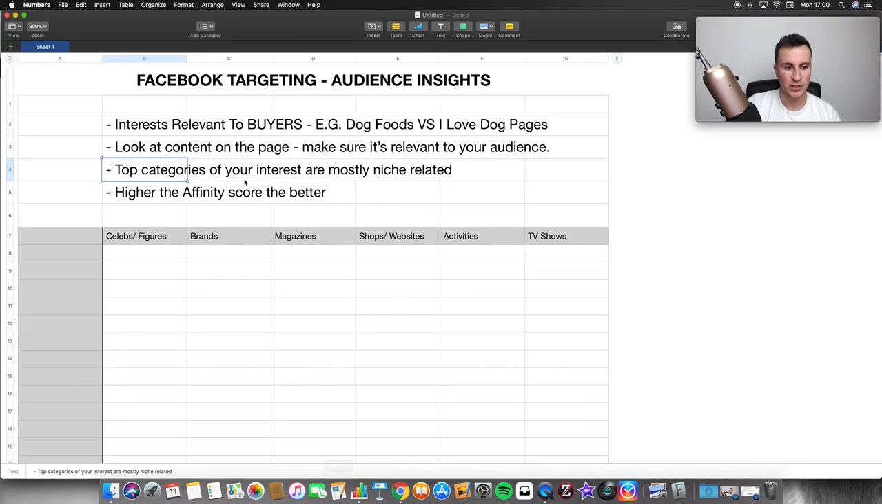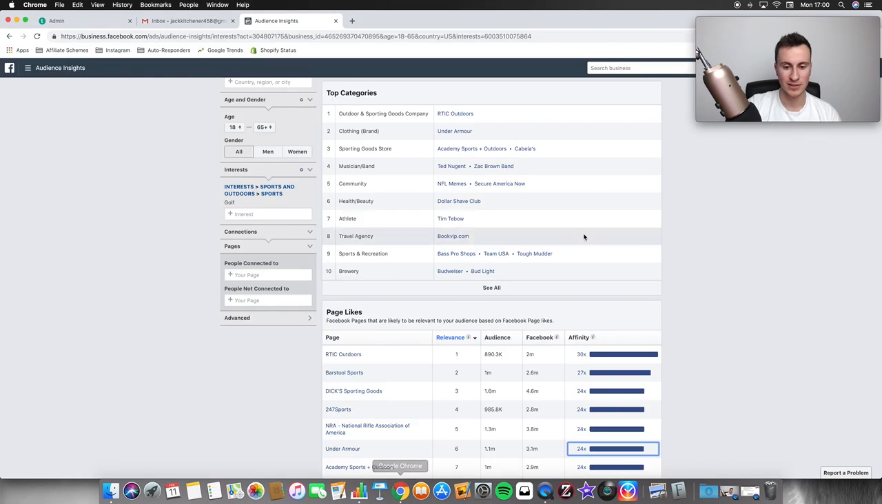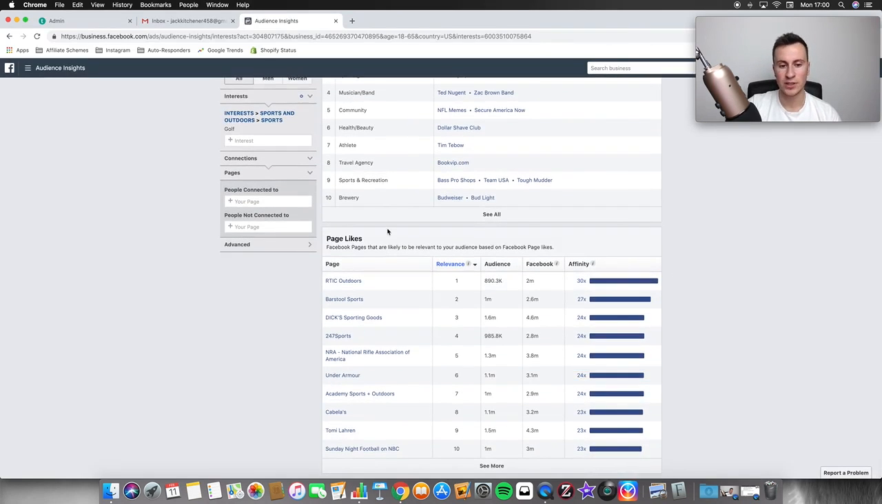And then to finish off, the last point is, the higher the affinity score, the better. So again, going back to the Audience Insights, if we have a look at the page likes section down here, there's an affinity score on the right, and it explains it here, but what it means is basically how relevant these interests are to your original interest that you're targeting, and the higher the affinity score, the better.